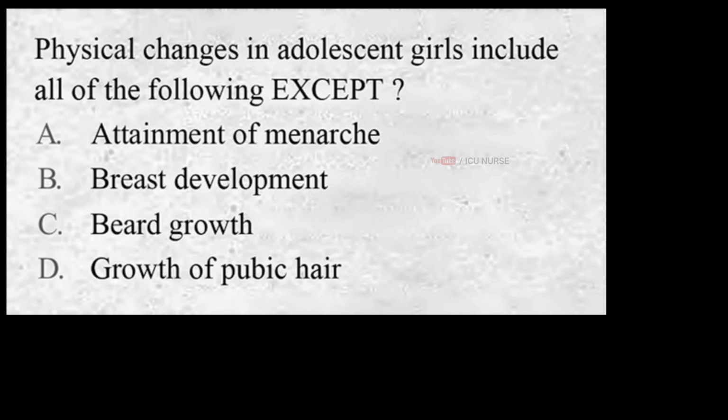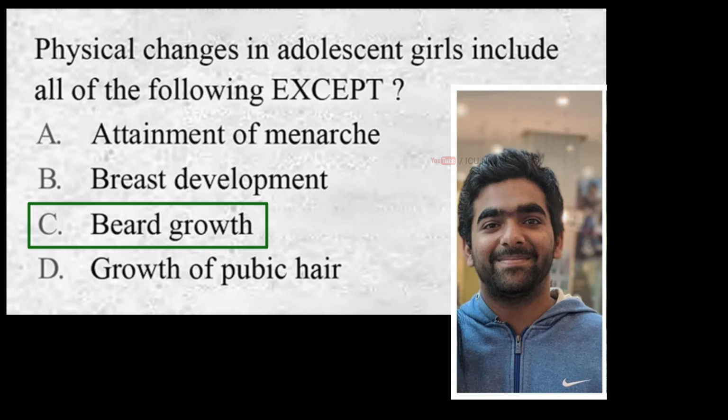Physical changes in adults and girls include all of the following except A. Attainment of menarche, B. Breast development, C. Beard growth, D. Growth of pubic hair. And the correct answer is C. Beard growth. Beard growth is seen in adults and boys and not in adults and girls.